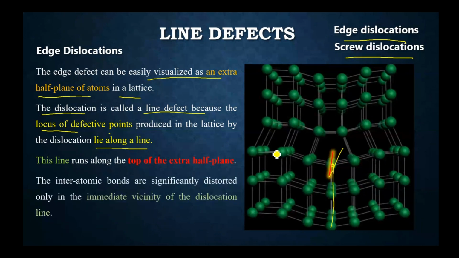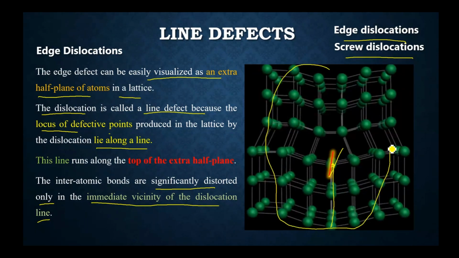It further says that the interatomic bonds are significantly distorted only in the immediate vicinity of the dislocation line. So if you look at the bonds situated within this region, it is essentially the distortion of the bond that takes place in the vicinity of the dislocation line.